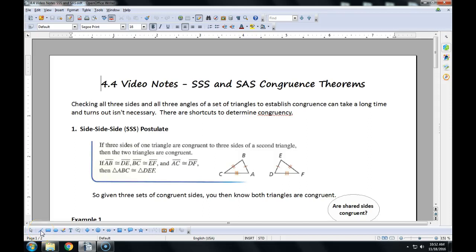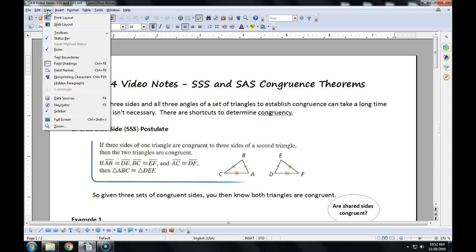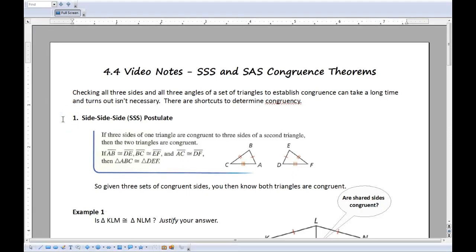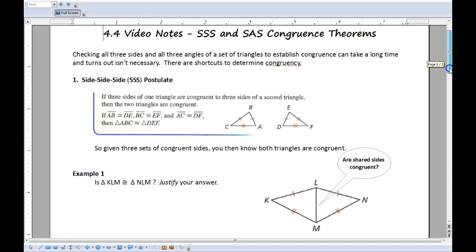All right, lesson 4.4, side angle side congruence theorems. So basically, this is a very nice lesson because it's all about shortcuts. It's all about making your life a little bit easier. So just to kind of highlight a couple things, scroll up here.